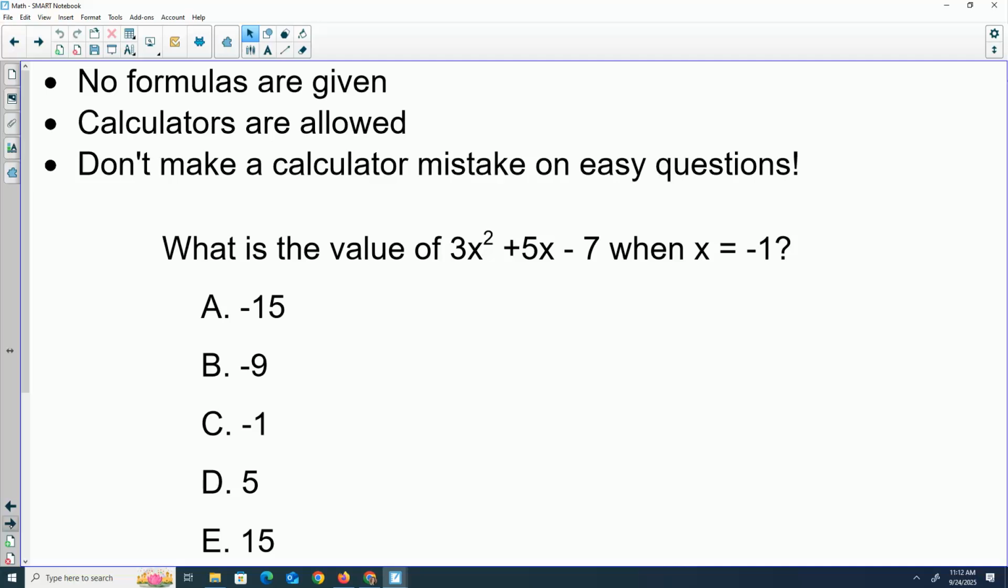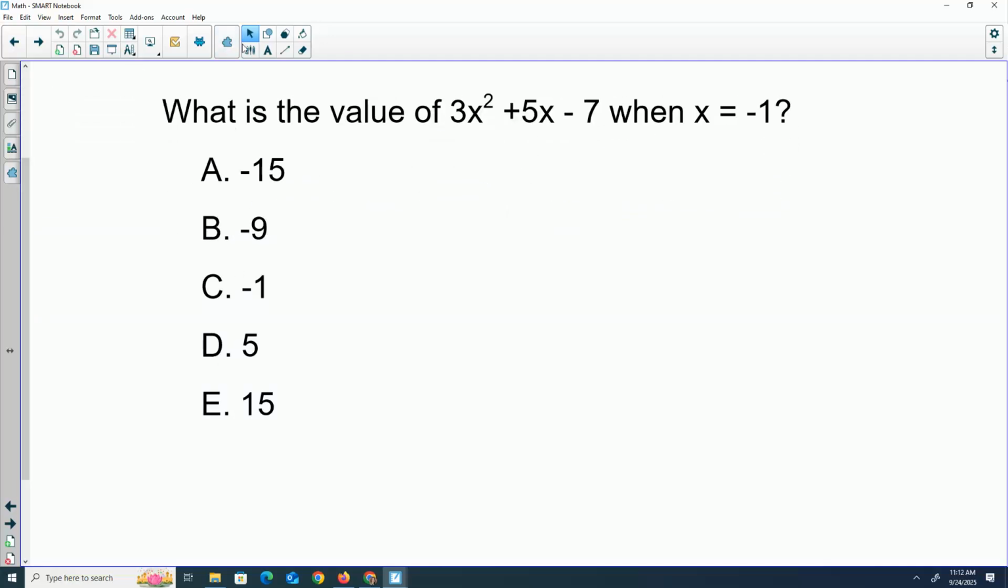A big thing, don't make mistakes on those easy questions because you're relying on your calculator. A question like this, you would be amazed how many people miss this question because they're plugging things in their calculator and they make a mistake. What would I have to do if I wanted to find this? 3, parentheses, -1, close parentheses, squared, plus 5. You really need to be careful when you put in negatives.